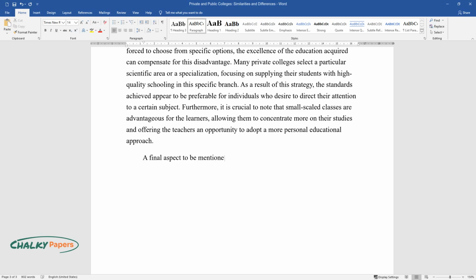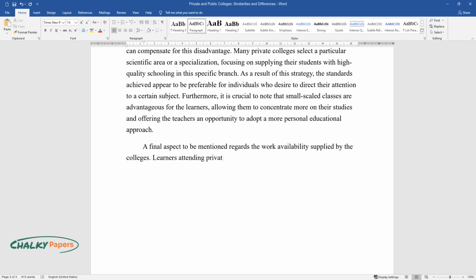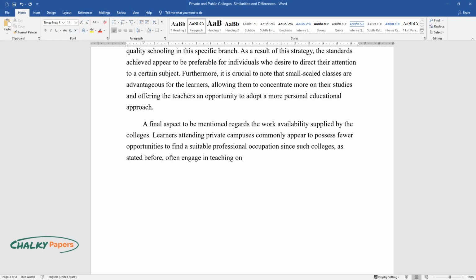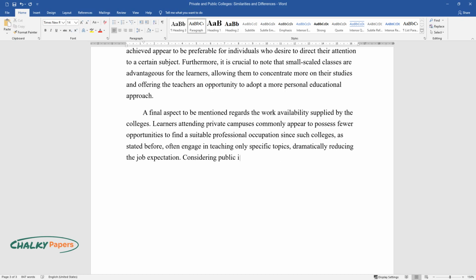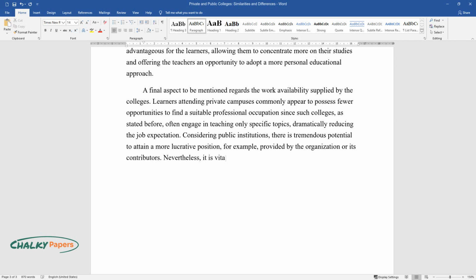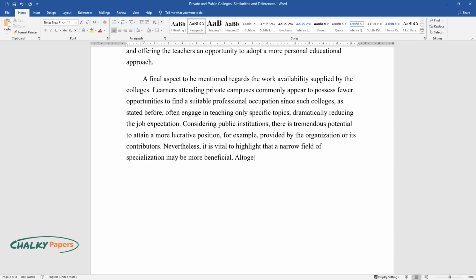A final aspect to be mentioned regards the work availability supplied by the colleges. Learners attending private campuses commonly appear to possess fewer opportunities to find a suitable professional occupation since such colleges, as stated before, often engage in teaching only specific topics, dramatically reducing the job expectation. Considering public institutions, there is tremendous potential to attain a more lucrative position, for example, provided by the organization or its contributors. Nevertheless, it is vital to highlight that a narrow field of specialization may be more beneficial.